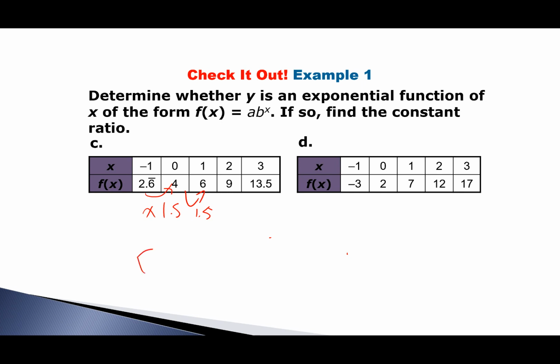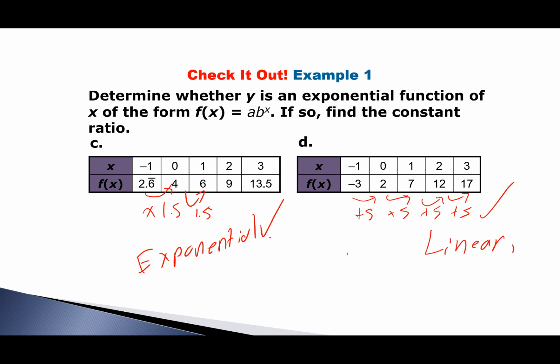So it is exponential, by the way. All right, and what about this one? Negative 3 to 2, 2 to 7, 7 to 12, 12 to 17. I can see that these are all being added 5. Plus 5, plus 5, plus 5, plus 5. Since the first differences are all the same, this is linear. It's not exponential, but it is linear, so that's good to know.